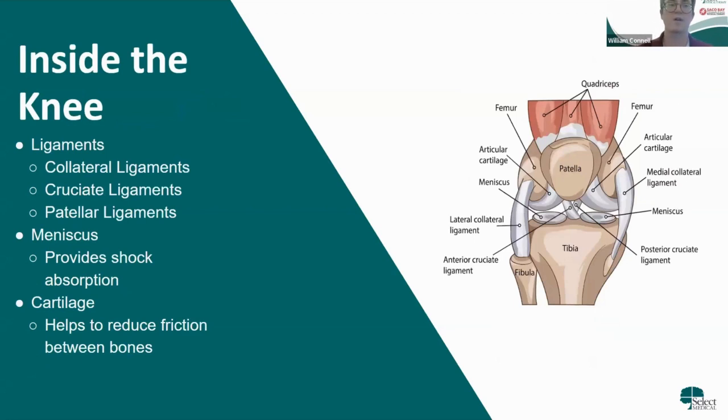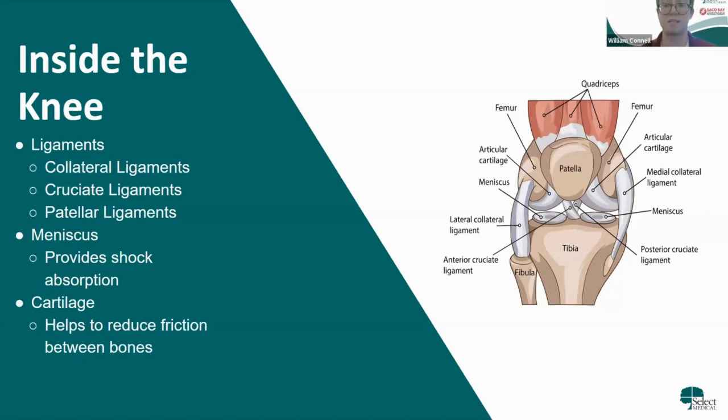Next, we're going to take a little closer look at the inside of the knee joint. And we have a few different groups of ligaments once we get in here. We've got your collateral ligaments. You may have heard of those, the MCL and the LCL. Those are on the inside and outside of our knee, respectively. Then we've got the cruciate ligaments, the ACL and PCL, and patellar ligaments. And those are the ones that help connect the kneecap and make sure that it's moving in the correct direction.